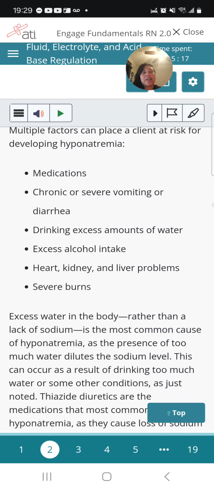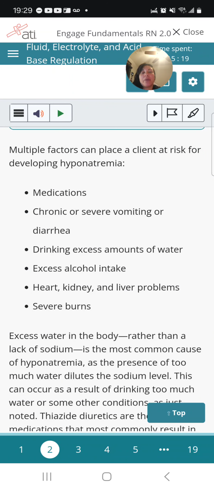There are multiple factors that can place a client at risk for developing hyponatremia, such as medications, chronic or severe vomiting or diarrhea, drinking excess amounts of water, excess alcohol intake, heart, kidney, and liver problems, and severe burns.